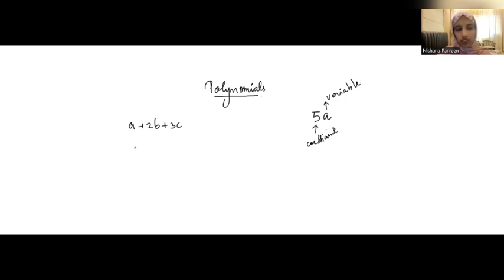Or let me write 3x square plus 2x plus 5. This is a polynomial. Or let me write 3x square plus 5x. This is a polynomial. a plus b plus c, this is a polynomial, and so on. These are polynomials. Got it?